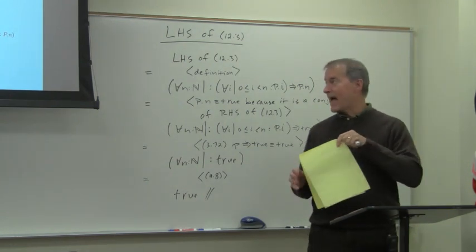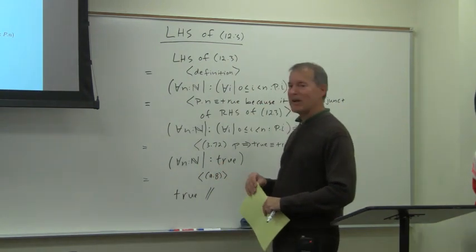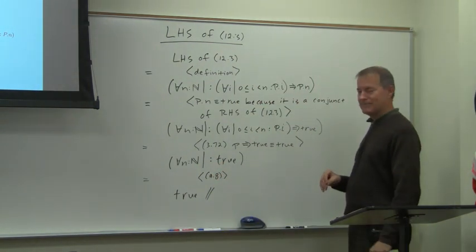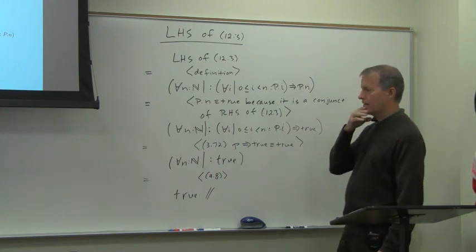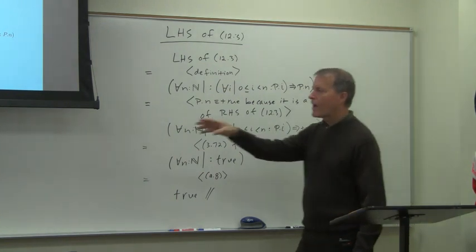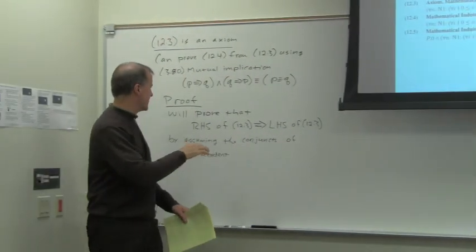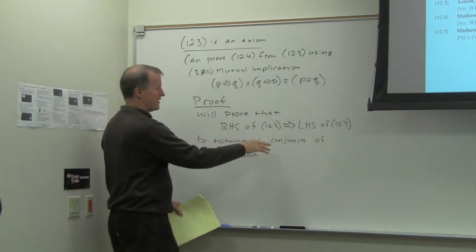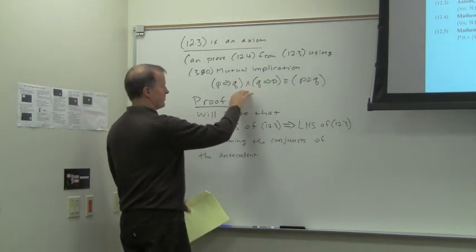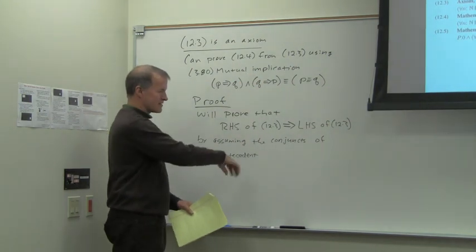Well, that proves 12.4. Now, it's a little bit more complicated to prove 12.5, but we can do it. We don't have to say now that because of 12.3 and mutual implication, we set that up here. We already said that over here. So we said, proof, we will prove that the right-hand side implies the left-hand side. And then once we have that, we have that they're equal. So that's why we set all this up before.